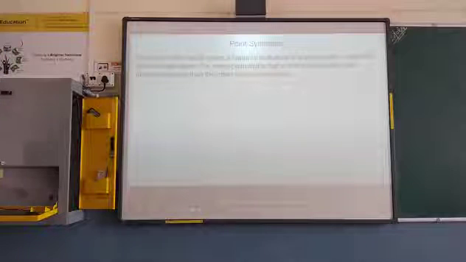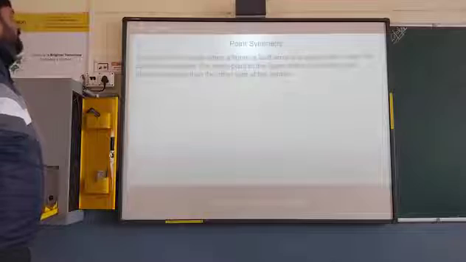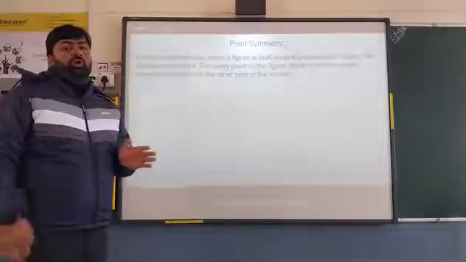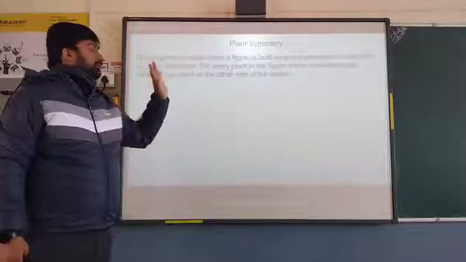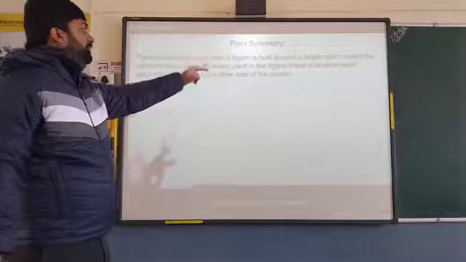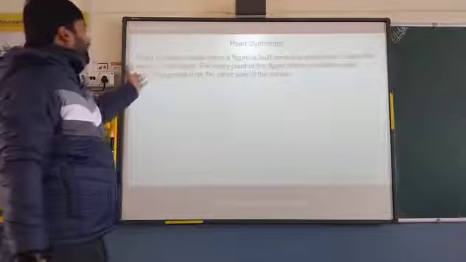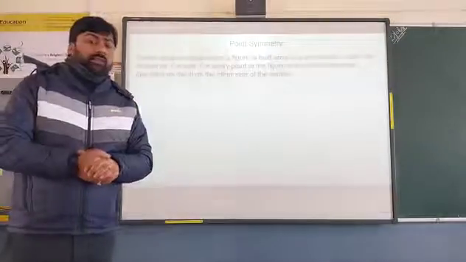See what it says. Point symmetry exists when a figure is built around a single point called the center of the figure. So for all the objects in which there is point symmetry, there will be a center, and around it will be symmetrical. For every point in the figure, there is another point directly opposite it on the other side of the center. Now this is the definition part. How do you understand point symmetry? Let's see more.